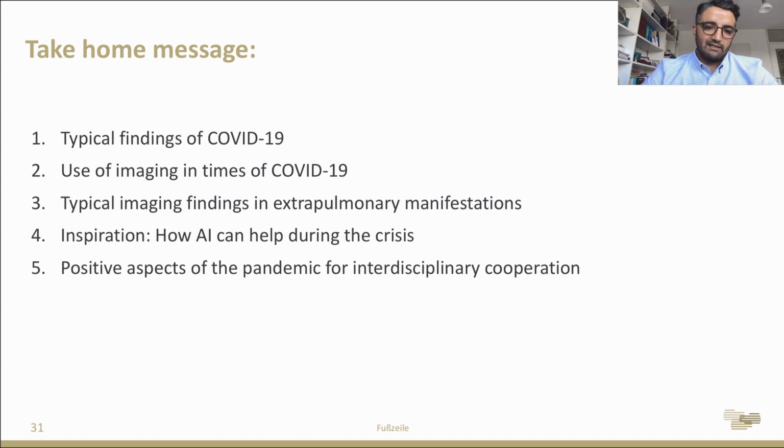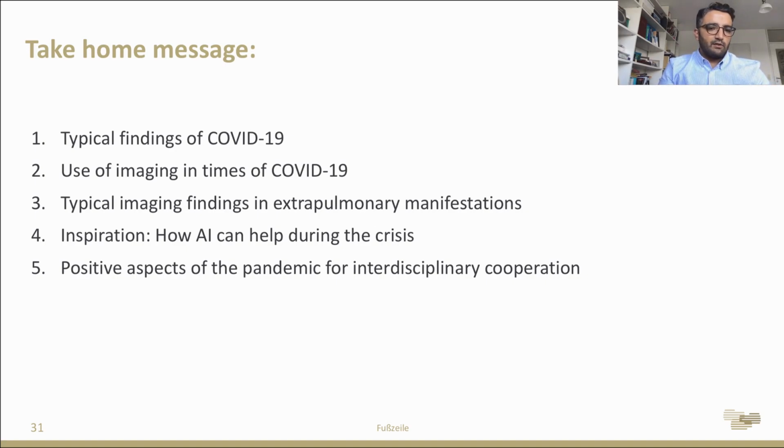So my take-home messages are very simple. We saw the typical findings of COVID-19. I think if you are an IT developer, you don't have to know every little thing about the disease, but if you know the typical things, the typical changes of the disease, that would be very helpful. I think that will help you understand the disease much better.